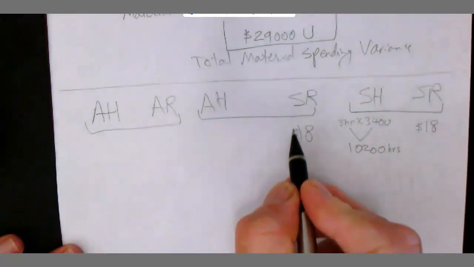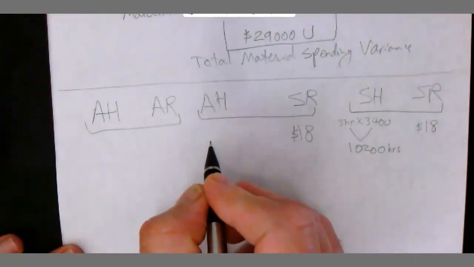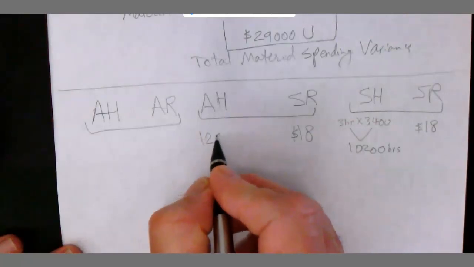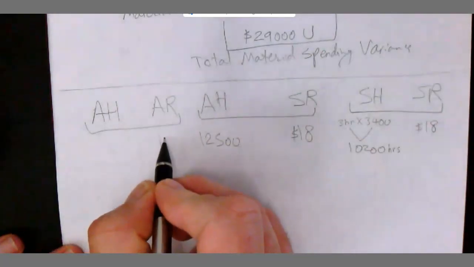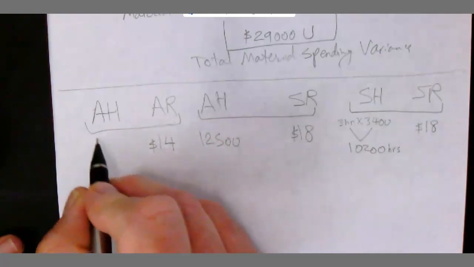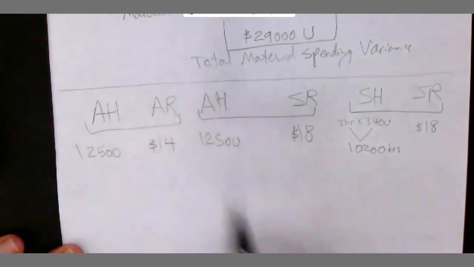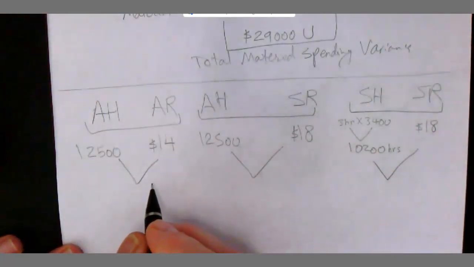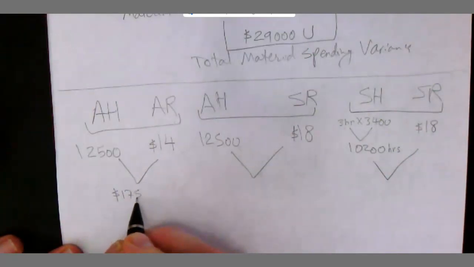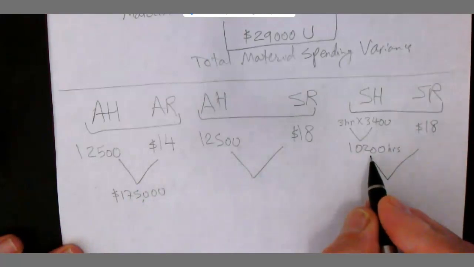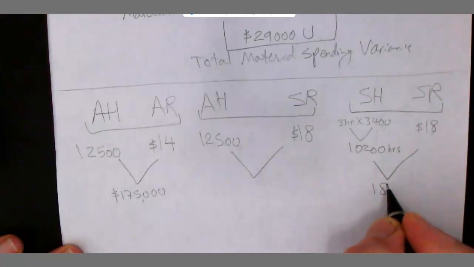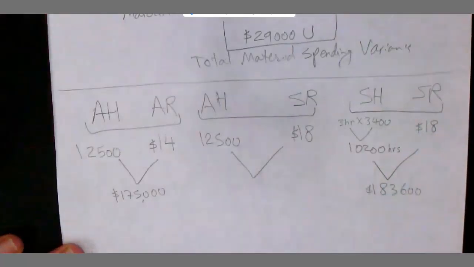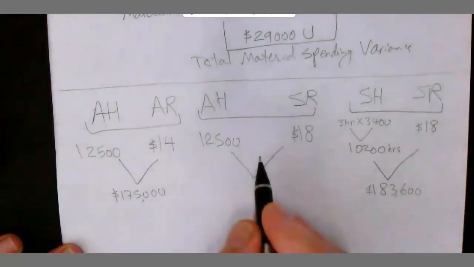So standard rate is $18. Actual hours we used was 12,500 hours. And the actual rate we paid is $14. And actual hours was 12,500 hours we used for this operation. So we multiply now. 12,500 times 14, that's $175,000. 10,200 times 18, standard cost supposed to be 183,600. So in actual situation, we spent 175,000, but standard was $183,600. But this one I have to calculate myself.